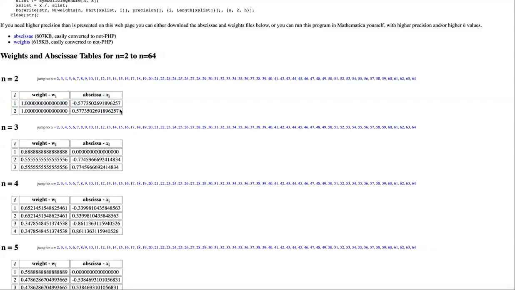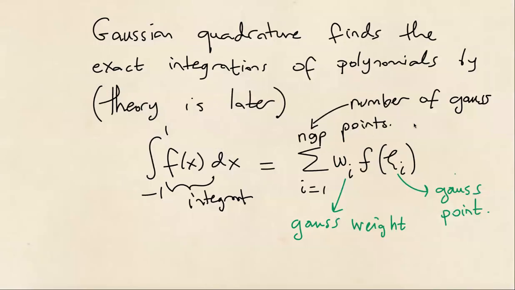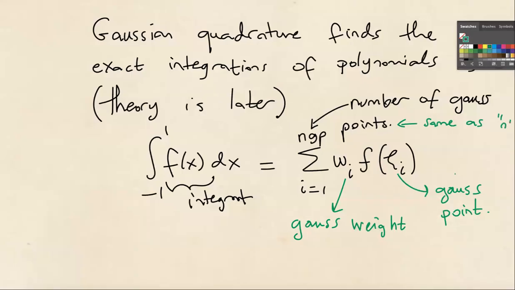Now I'm going to show you how we implement this kind of integration in MATLAB. I need to record the weights and the Gauss points. This is for the number of Gauss points, n here refers to the NGP I have written. NGP is the same as n in Pomax. I suggest you do the same thing if you have access to MATLAB now or later, and if you have a question, ask during the session.